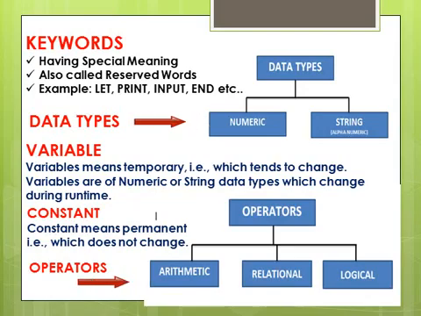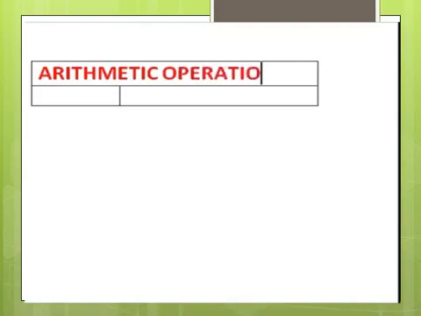Different operators are also available in Qbasic to do different arithmetic operations. It can be divided into three: arithmetic, relational, and logical. The first type of operator is the arithmetic operator. They work on the numeric value and give us a numeric output. There are different types of arithmetic operators.